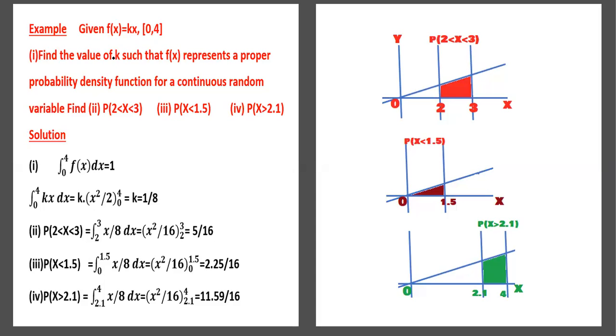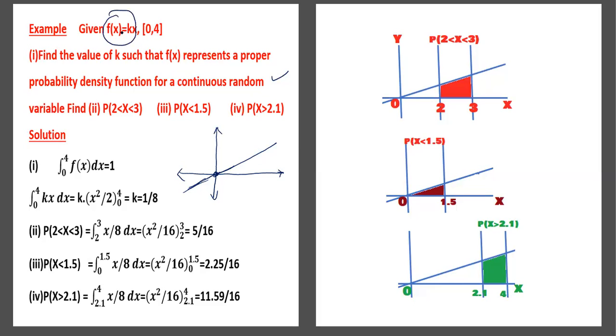Now, this is one example where f of x is a linear function. If you draw the graph, it will pass through the origin because there is no y-intercept. This is our 0 and it will pass through the origin. However, we don't know this angle. K is not known. The question is to find the value of k such that f of x represents a proper probability density function for a continuous random variable.